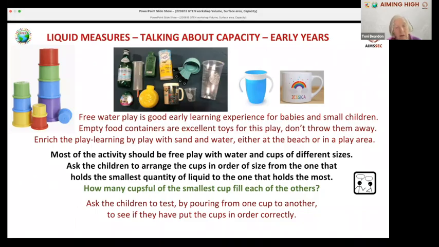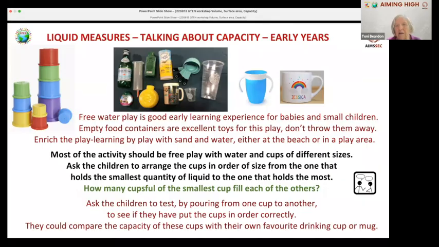If they've arranged them in order, did they get them in the right order? Of course, with the play cups that you see on the left there, that's very easy and very obvious, but it isn't so obvious with a miscellaneous collection of cups of different shapes and sizes. And as I say, you don't have to spend money on this. Instead of throwing things away, you can collect some. And the children should compare the capacity of cups with their own favorite drinking cup or mug, perhaps.